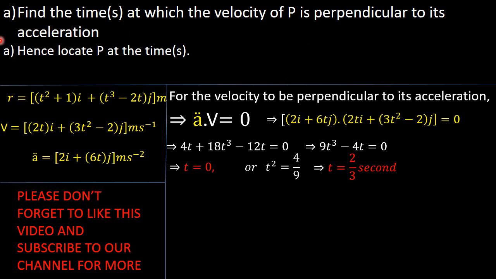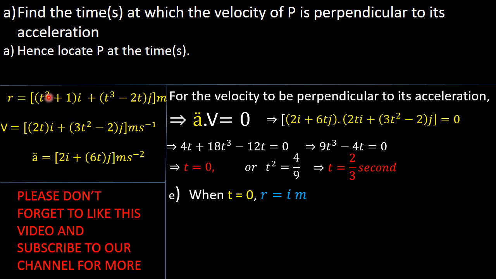Let's look at the last section. The last section simply wants us to locate P at these 2 times. Now guys, to locate P, we simply go back to the position vector and we substitute the times. We have t to be 0 and t equal to 2 over 3. So now if we put our t to be 0, we are simply going to have our r to be equal to i meters.